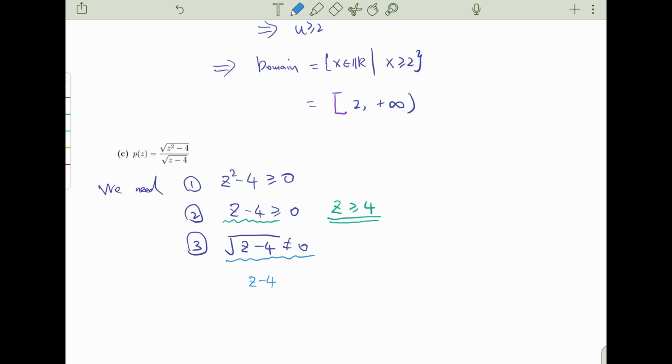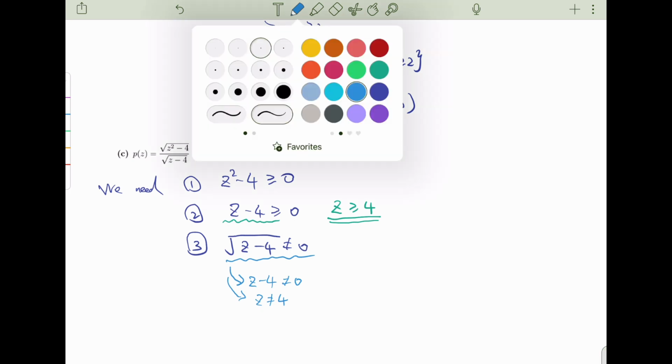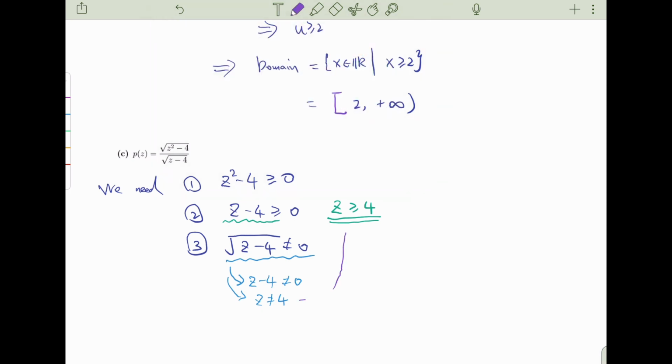So this simply says that z minus 4 cannot be 0, right? Which says that z cannot be 4. So as long as z is not 4, this thing is not 0. Okay? So z is not 4, right? z has to be greater than or equal to 4. If we combine these 2 things together, we have that z has to be strictly greater than 4. Okay? Strictly greater than 4.